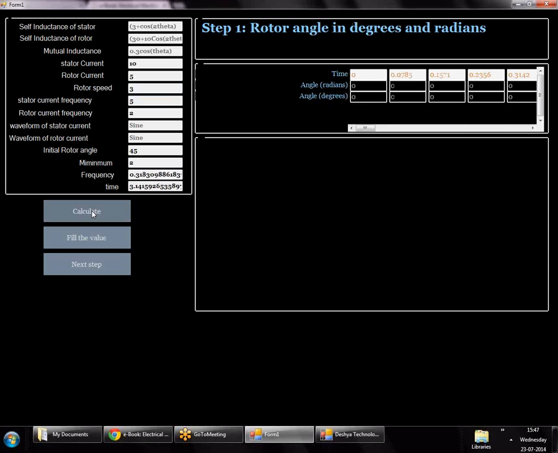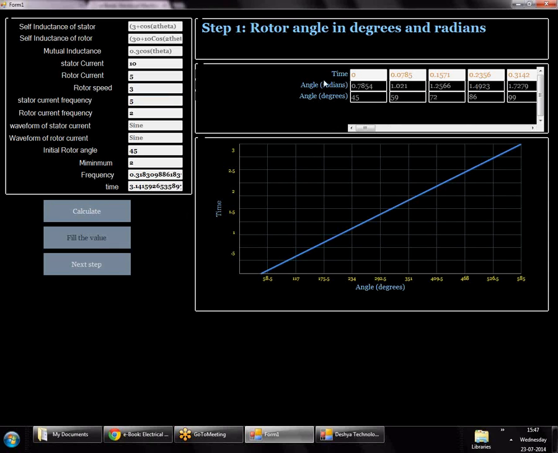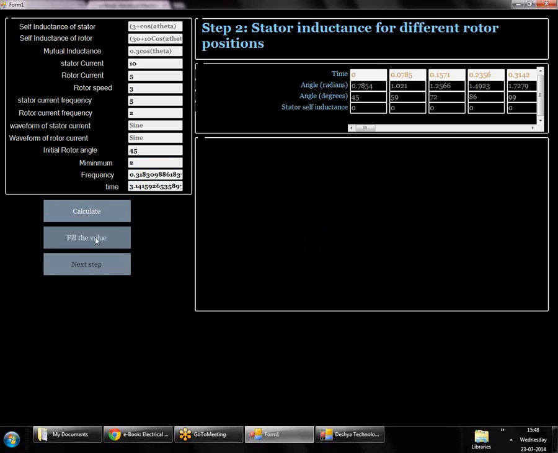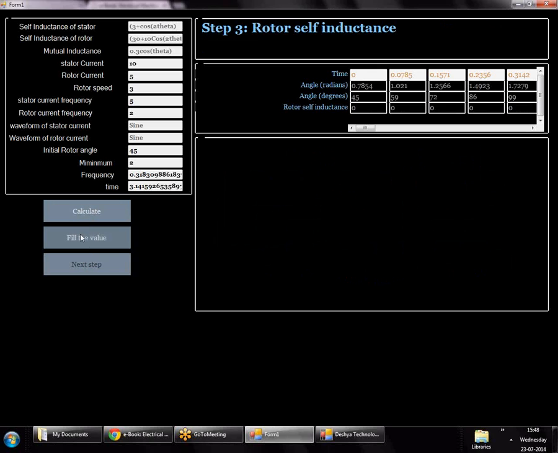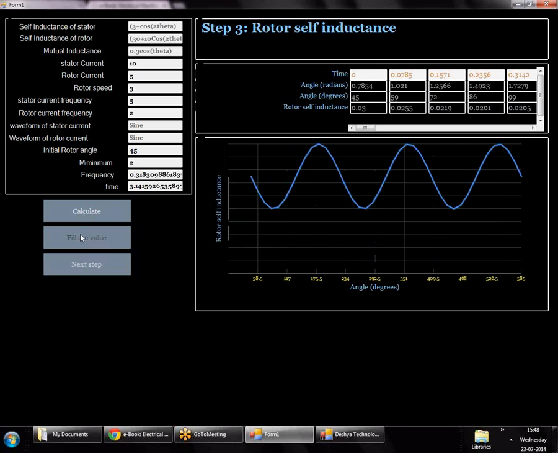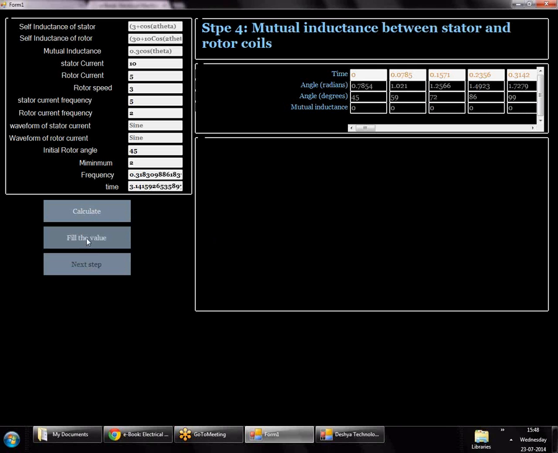So let's do some calculation over here. We'll go through the entire process. We first fill in the rotor angles in radians and degrees. Then we go to the next step, which is the stator self-inductance. Nothing changes here because it's only the current's frequency we have changed. That has no impact on stator self-inductance whatsoever. Similarly, it has no impact on the rotor self-inductance whatsoever.